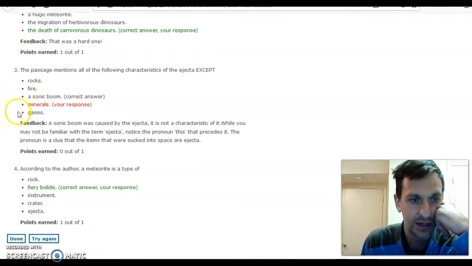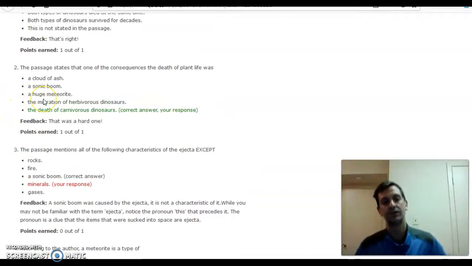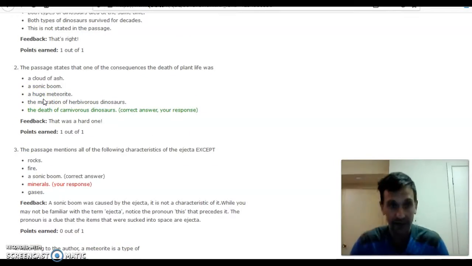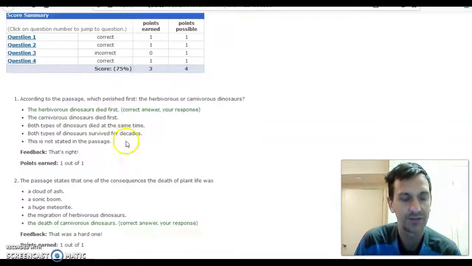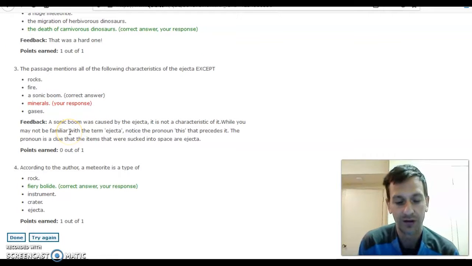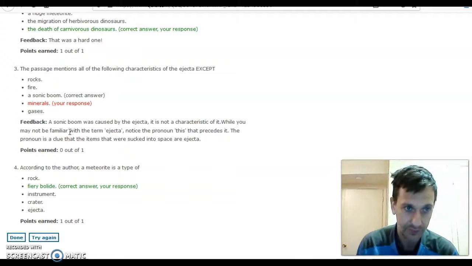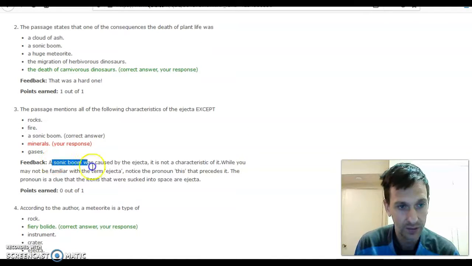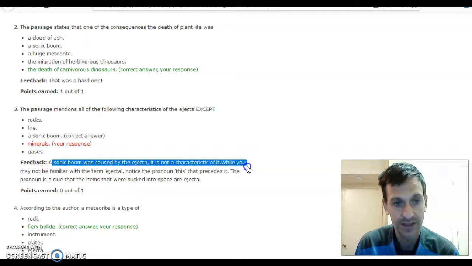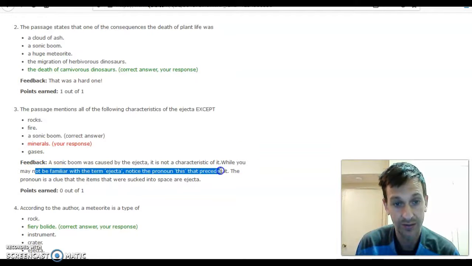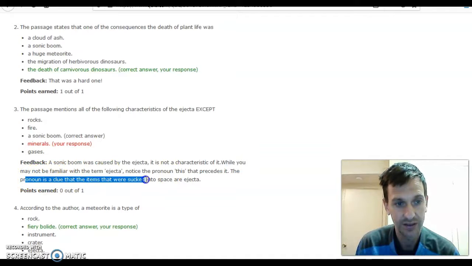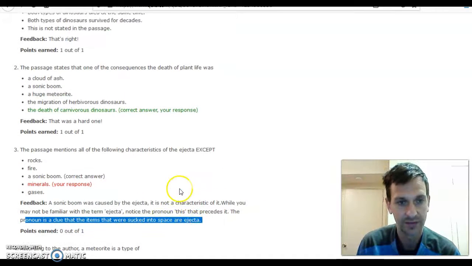Why? Because this goes to my point. I was rushing, right? I still had, how much time left? Two minutes? So I did this wrong on purpose. The key is, remember, we have to get the questions right. The sonic boom was caused by the ejecta, so it is not a characteristic of it. While you may not be familiar with the term ejecta, notice the pronoun that it precedes. The pronoun is a clue that the items were sucked into space. So all the following except the sonic boom.